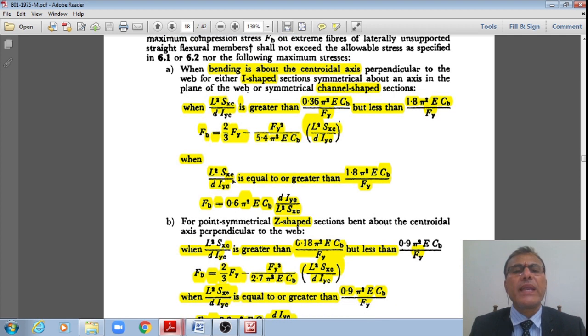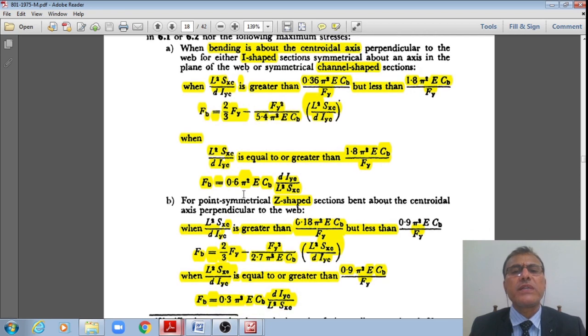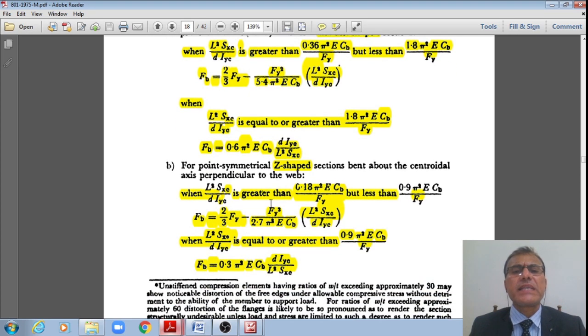However, when L square Sxc divided by DIYC is equal to or greater than this value 1.8 pi square E Cb divided by Fy, then FB is given by 0.6 pi square E Cb DIYC divided by L square Sxc.